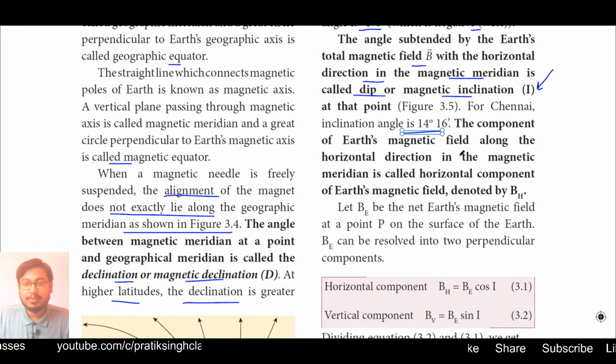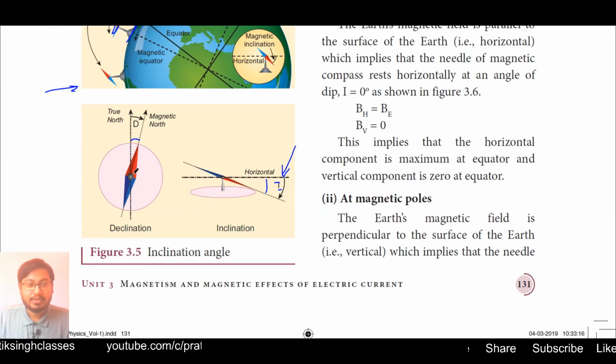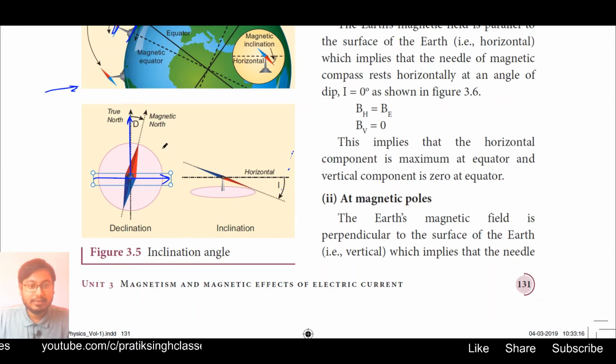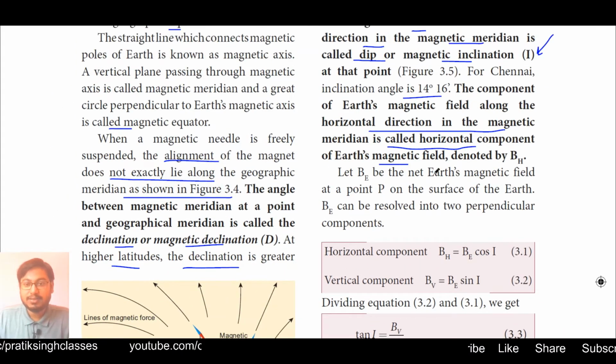The component of Earth's magnetic field along the horizontal direction in the magnetic meridian is called the horizontal component of Earth's magnetic field, denoted by BH. So if you have this magnet lying like this, it will have a vertical component as well as a horizontal component. As we know from vector algebra, a vector has a vertical component along the y-axis and a horizontal component along the x-axis. So in that situation the vertical component of the magnetic field makes your dip, and the horizontal component makes the BH, or horizontal component of Earth's magnetic field.